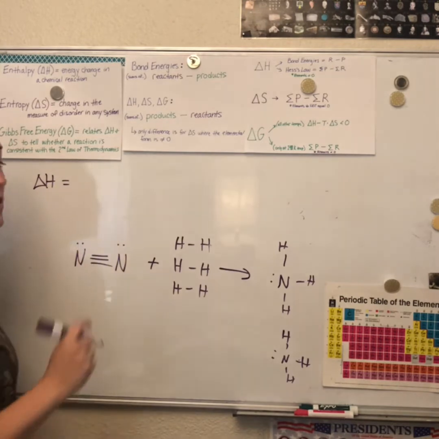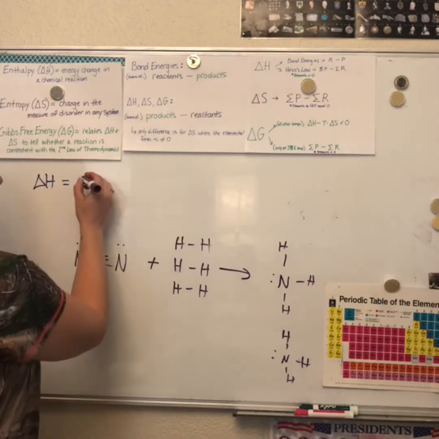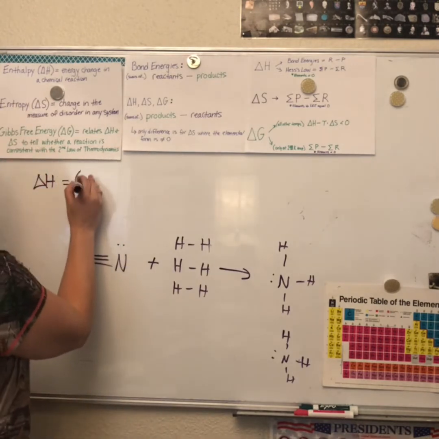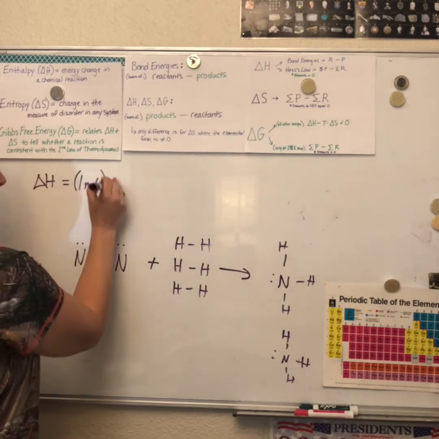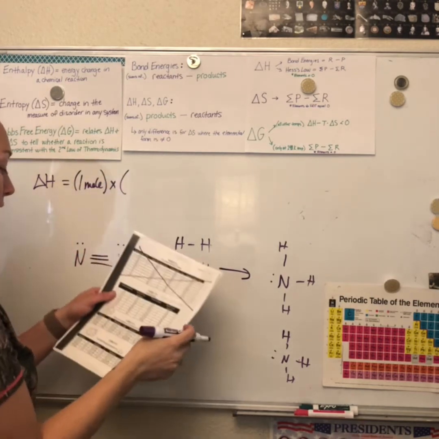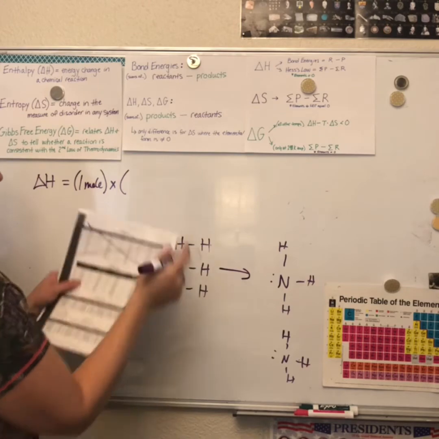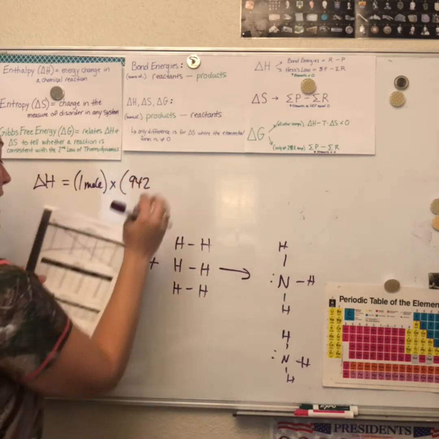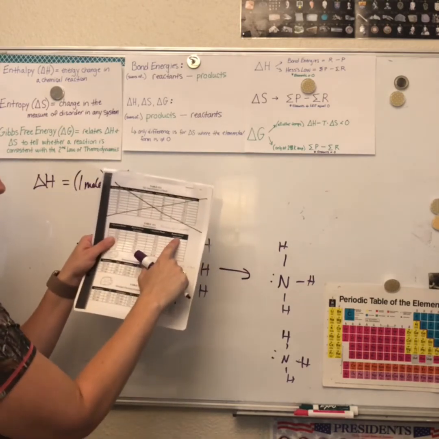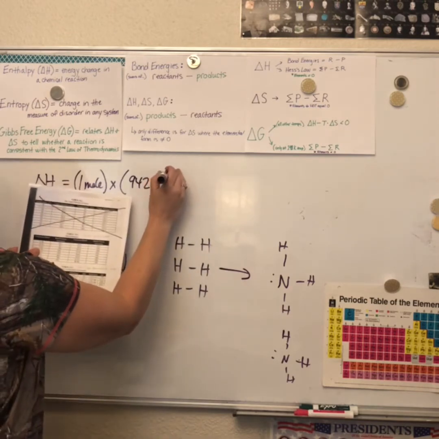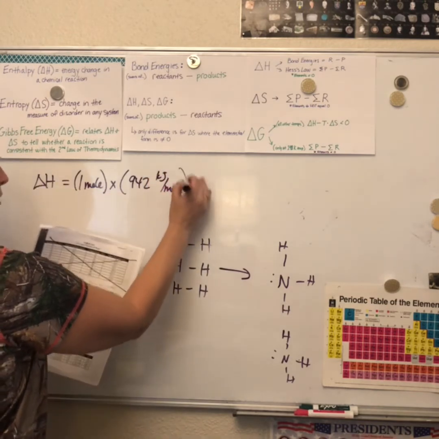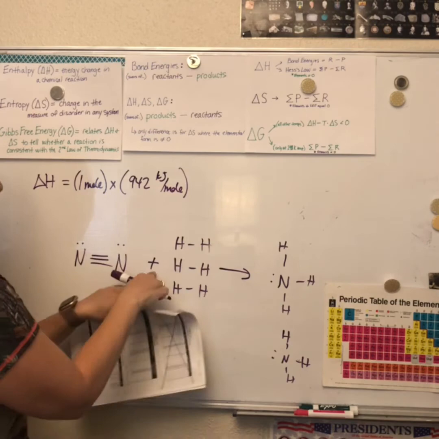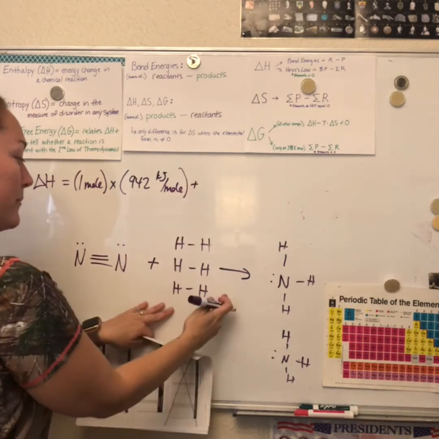So the first thing I do is I have to say how many moles I have of it. I only have 1. So I'm going to say 1 mole times, and then I'm going to put that number. It was 942, and then I have to use my units. It's right underneath it. Kilojoules per mole. Okay, that's the first one. Then I'm going to put my plus. Now I'm going to do this one.